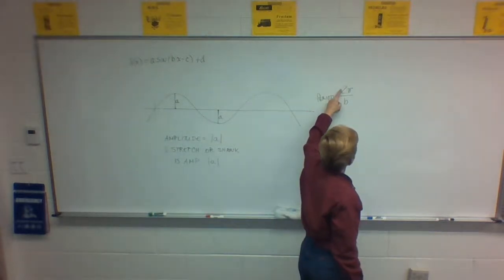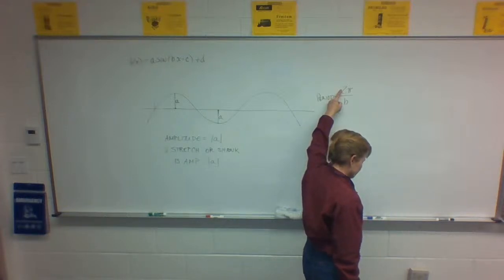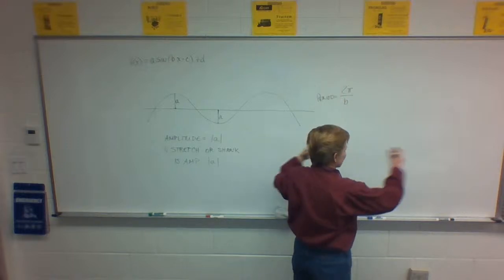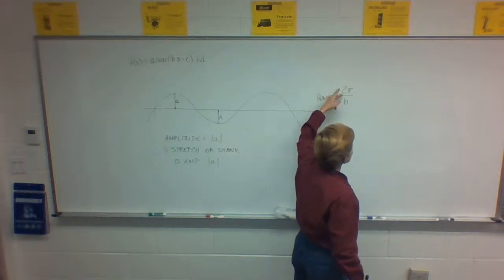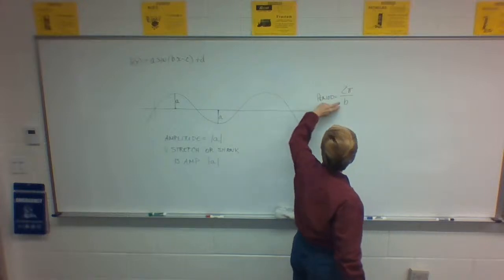2 pi over b, because the period for an unstretched or unshrunk sine is 2 pi, so it's got to be some fraction of 2 pi. If b is 3, then it's 2 pi thirds. That's how far out you go. If it's 1/3, then it's 6 pi, because if b is 1/3 sitting in front of x, then you have to turn that over.